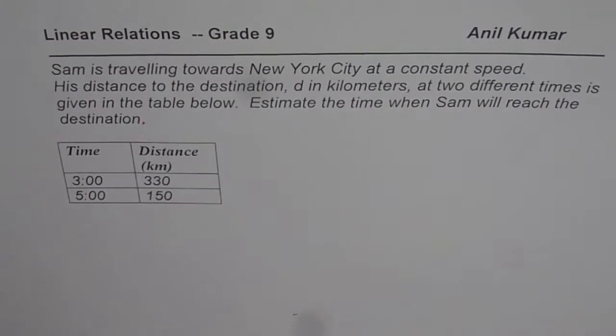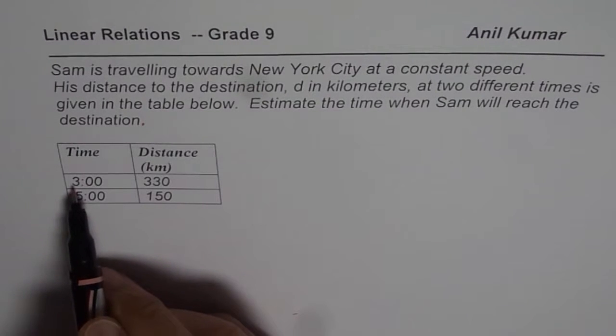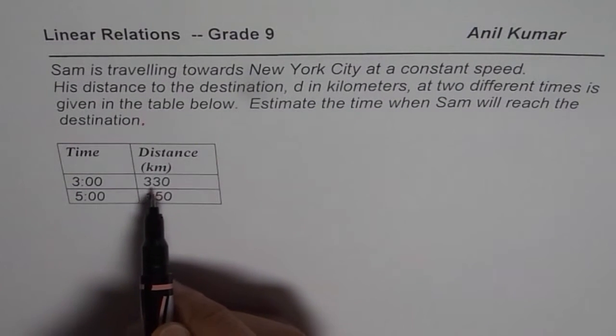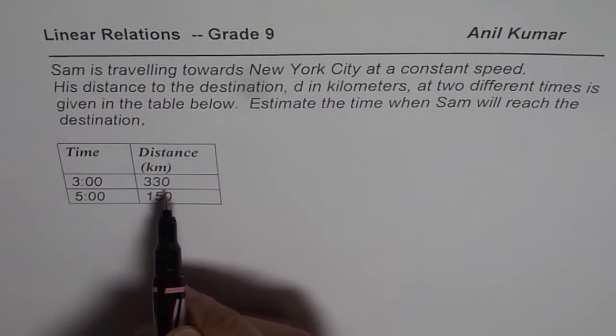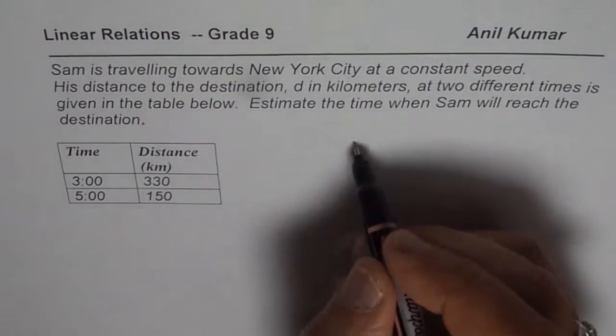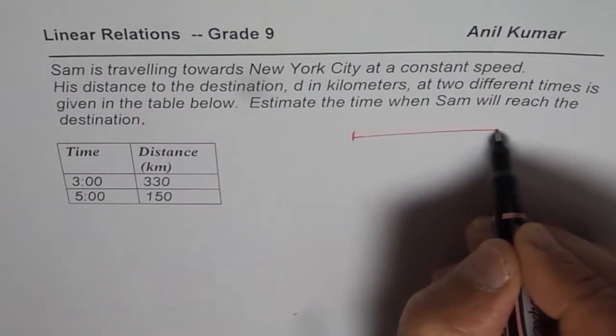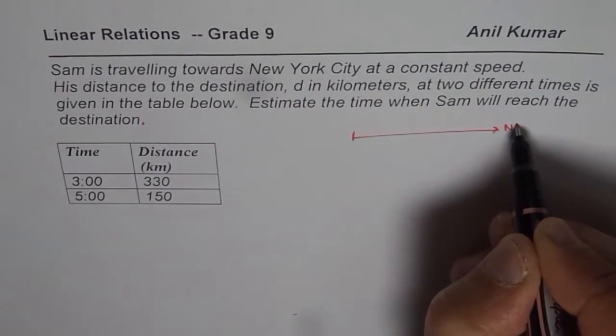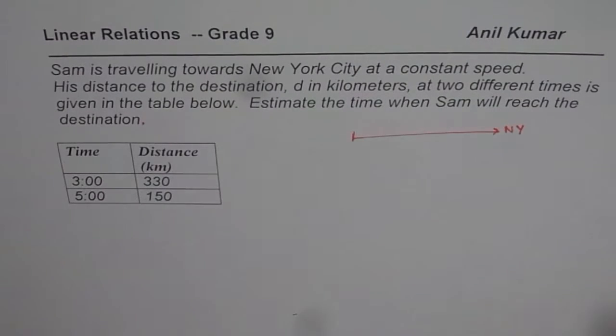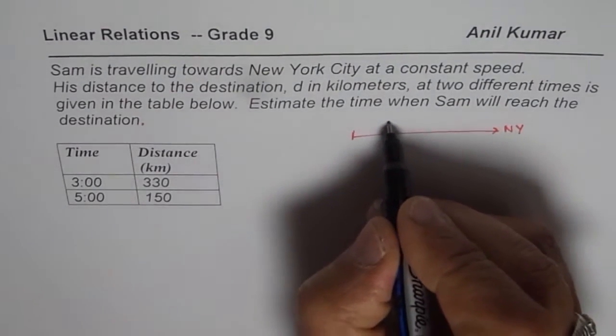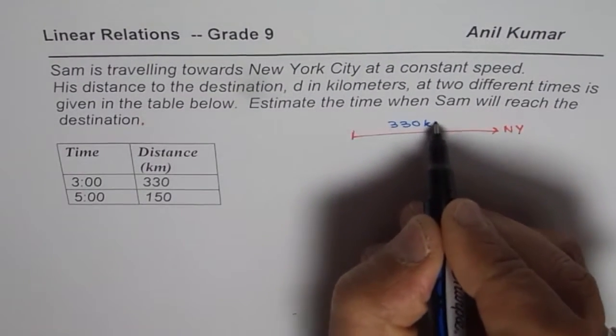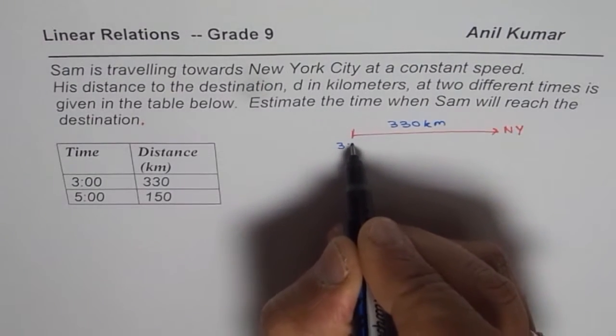So what we are given here is that at time 3, distance is 330 kilometers. This 330 kilometers is from New York. You want to reach New York. Let's say you're here and we are approaching towards New York. So at 3, the distance is 330 kilometers. So it is 330 kilometers when time is, let us say, 3 p.m.